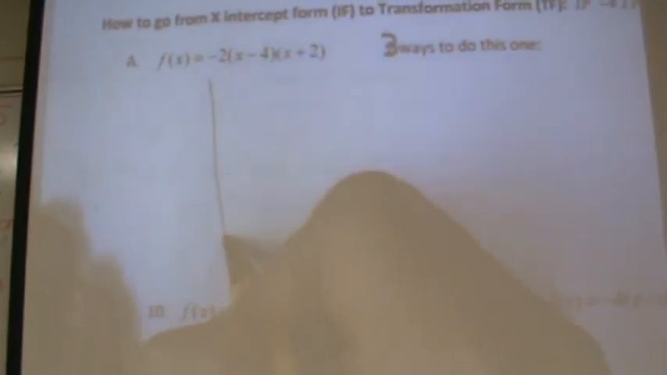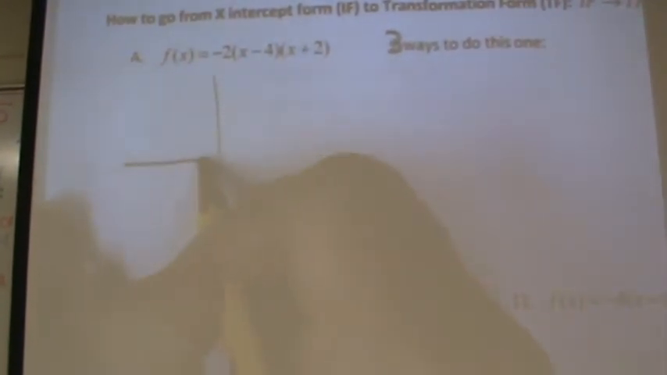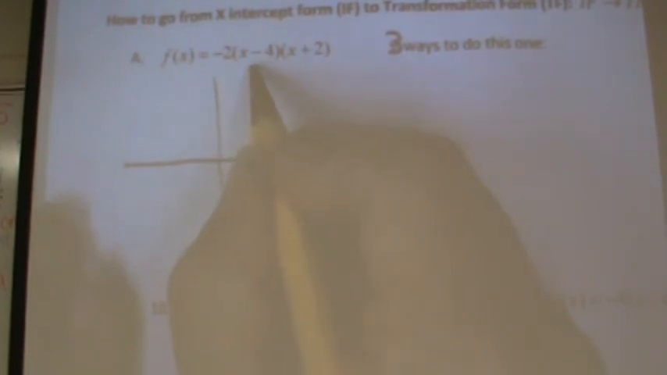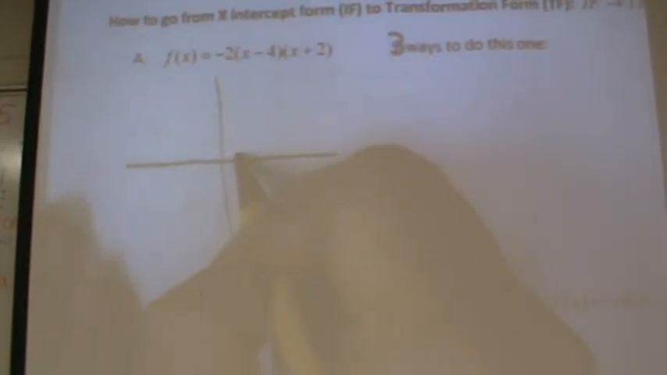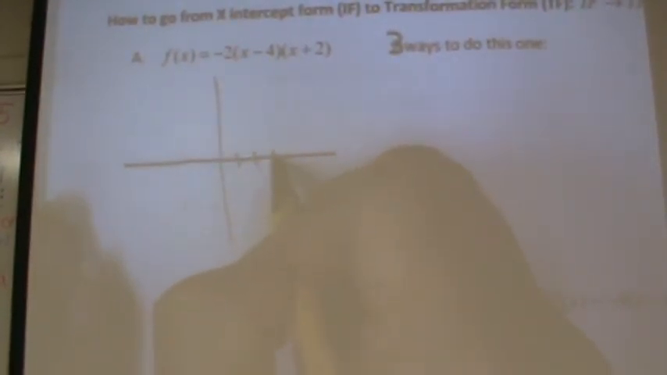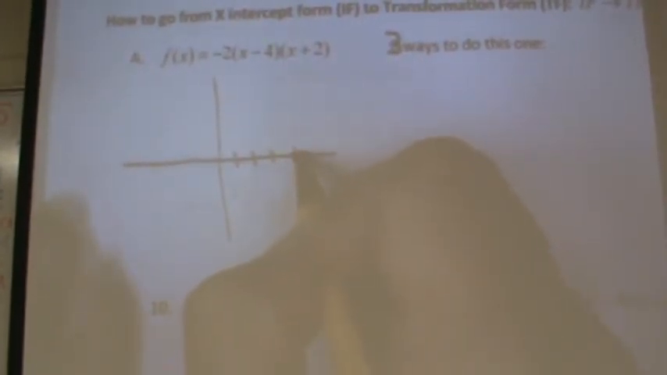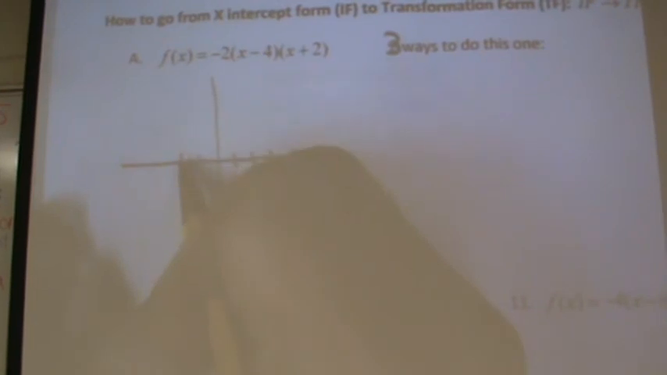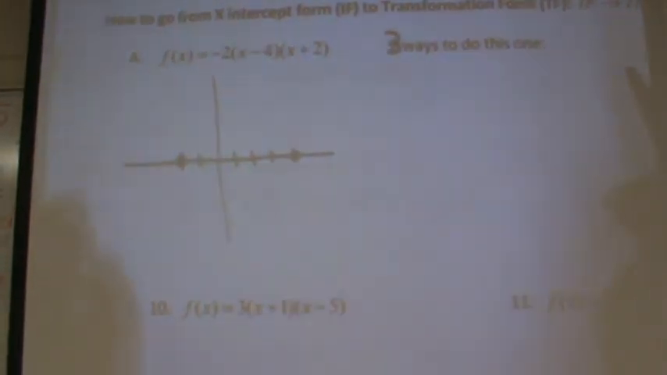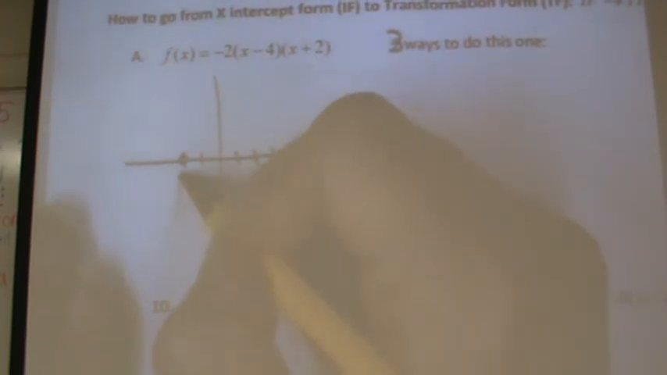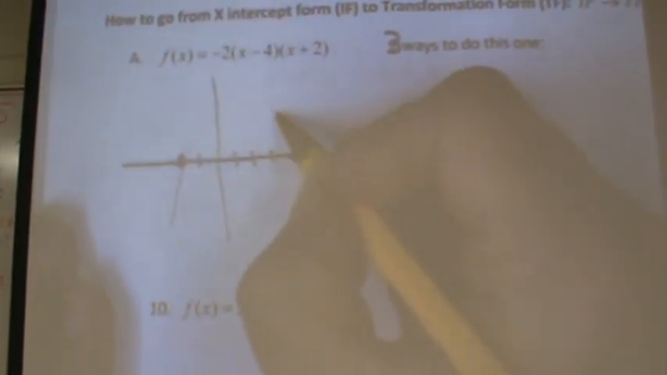If I were to plot these 2 x-intercepts, where are the 2 x-intercepts? Can anyone tell me where they are? 4 and -2. Okay? And this thing's going to be going upside down. It's going to be like something like this.